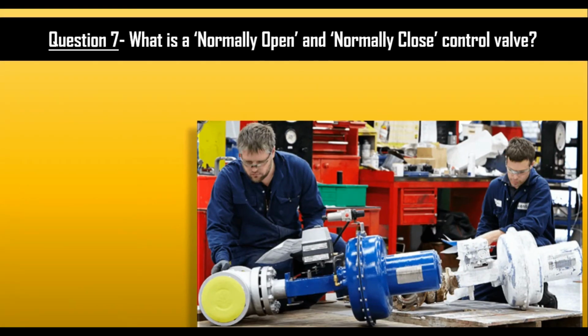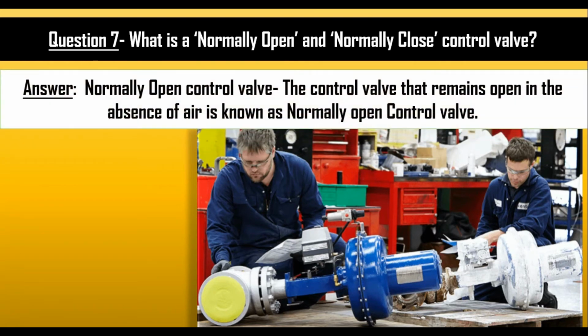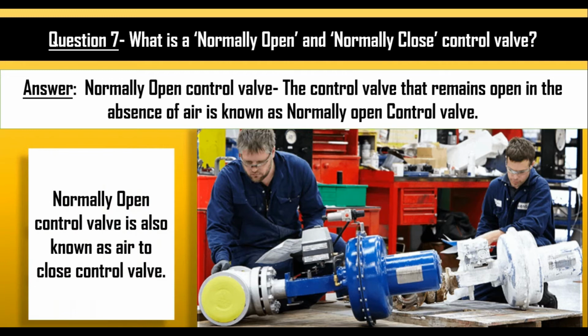What is a normally open and normally closed control valve? Friends, this is an important question. A normally open control valve is a control valve that remains open in the absence of air. It is decided on the basis of the position of the control valve in the absence of air. In the absence of air, the control valve is open, so it is known as a normally open control valve. A normally open control valve is also known as an air to close control valve.